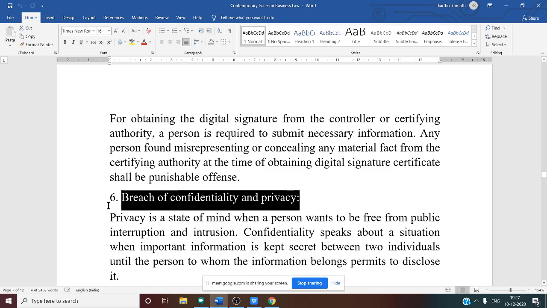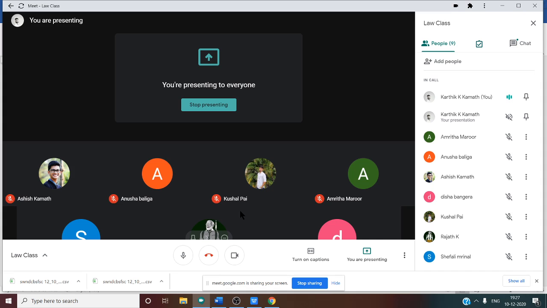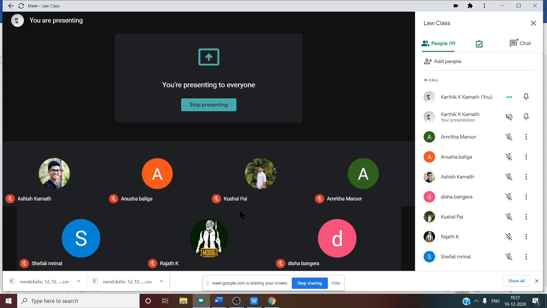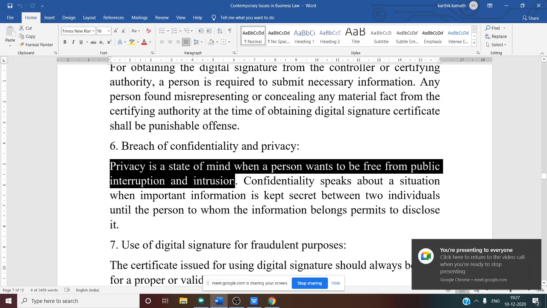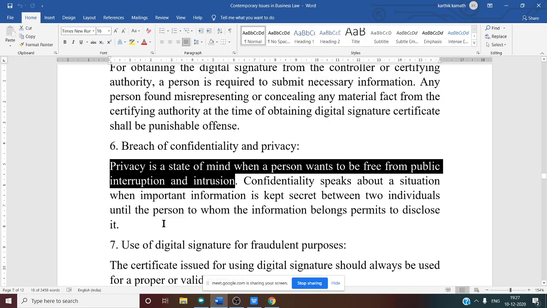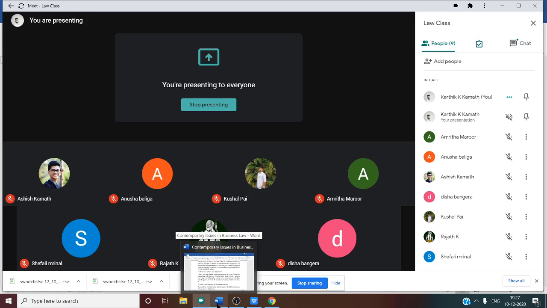Next, breach of confidentiality or privacy. So what do you mean by privacy? Privacy means away from the public jurisdiction. So you want some personal space. That is the meaning of privacy. See this, privacy is a state of mind when a person wants to be free from public interruption and intrusion.